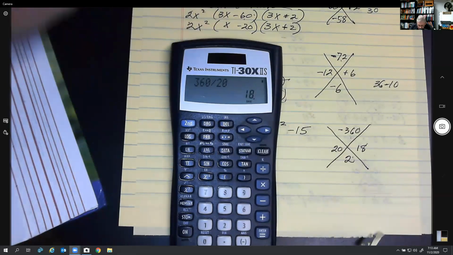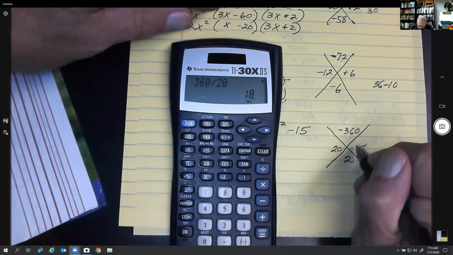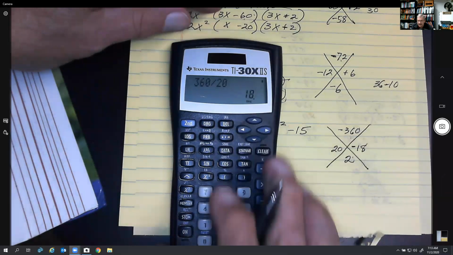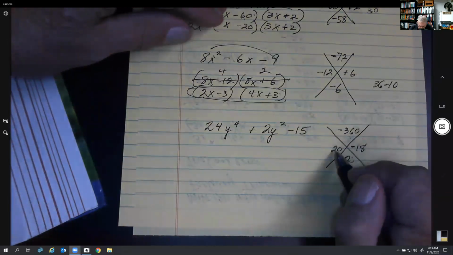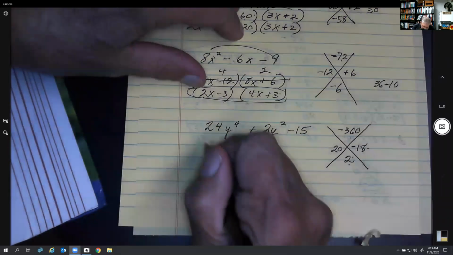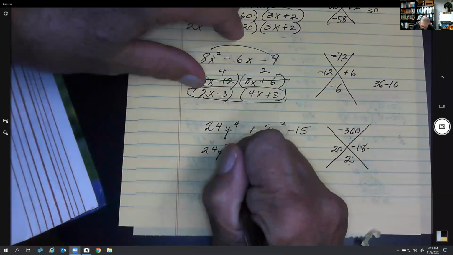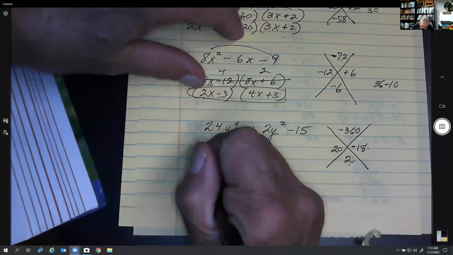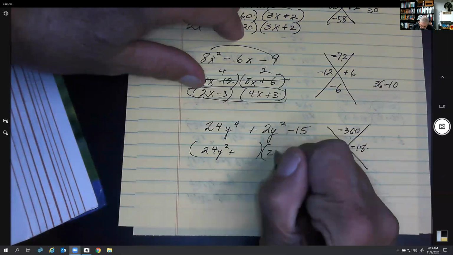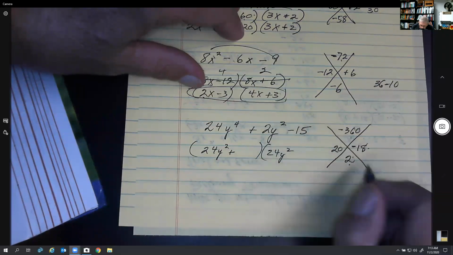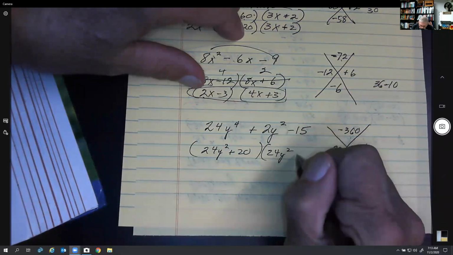It's not perfect, you know. And I want a positive 2, so let's make the 18 negative. Would that work? Negative 360, positive 2. So now it's 24y squared plus, let's put that down twice, plus 20 minus 18.